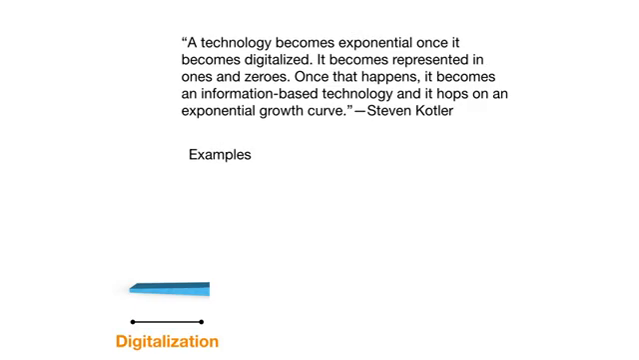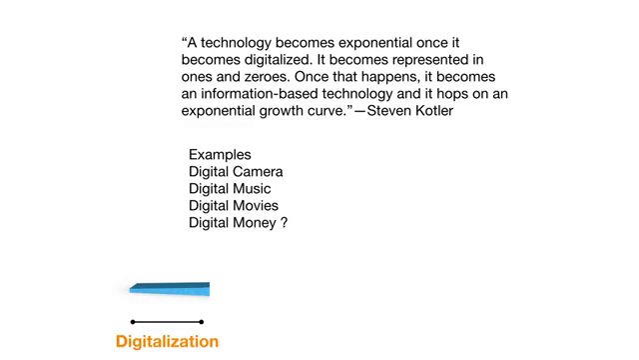Okay, so examples of this might be the digital camera. Once photographs became digital, that technology left the analog world of film and film paper and enlargers and all that kind of technology and became digital. Same thing with digital music and digital movies, and think about how those have disrupted entire industries. And are we starting to see that with digital money today? Is that where Bitcoin and Ethereum and all these other cryptocurrencies may be taking us? Maybe we're seeing the beginnings of digital money.